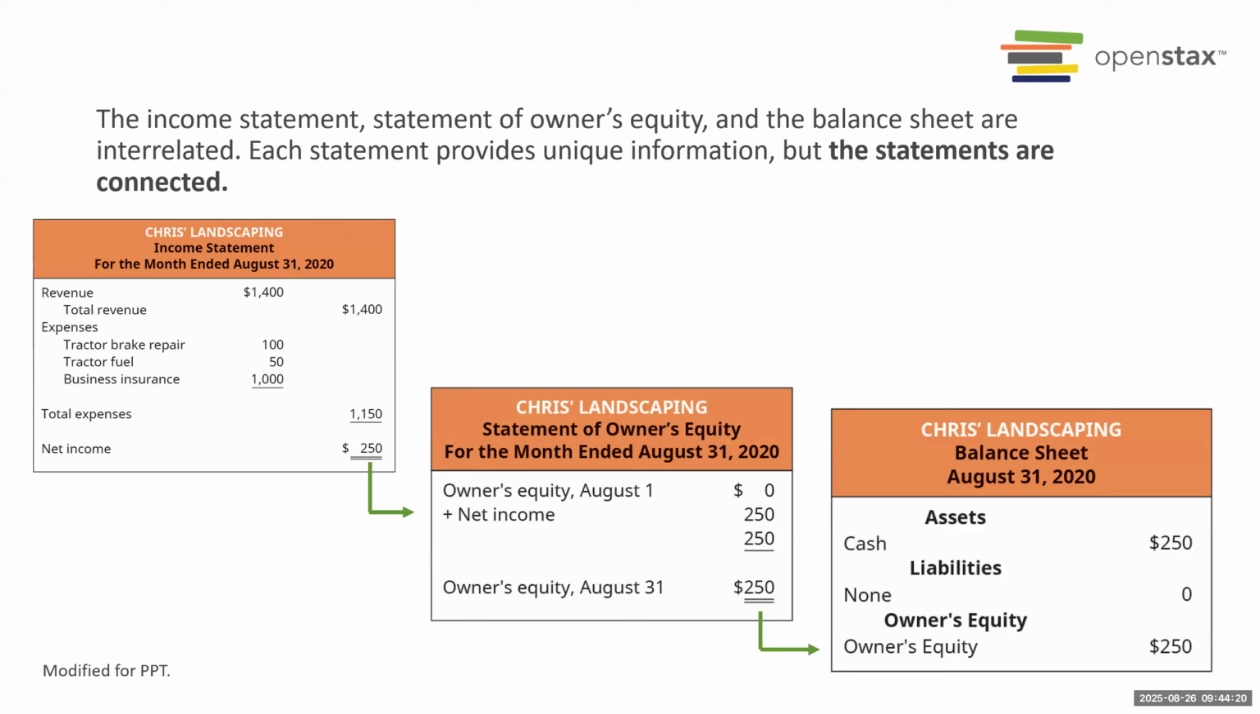Notice on the income statement, it's for month ended August 31st, 2020. And on the statement of owner's equity, it's for the month ended August 31st, 2020. And then on the balance sheet, it would be as of August 31st, 2020. In other words, as of that date or that day.